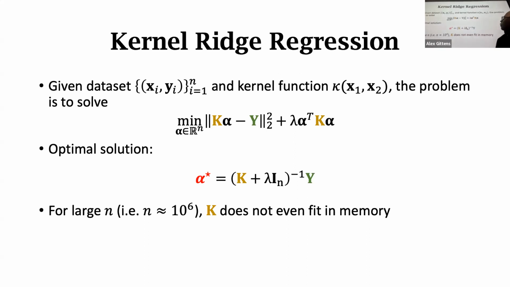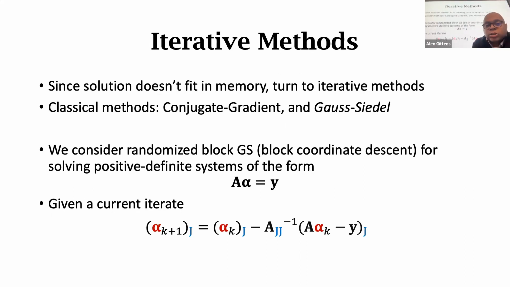And you want to solve this in the case where the kernel matrix can't fit in memory, because n here is like 1 million. So it's 1 million by 1 million, can't fit it in memory. So since the solution doesn't fit in memory, we're going to use iterative methods like conjugate gradient or Gauss-Seidel.